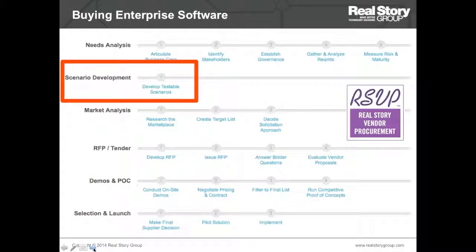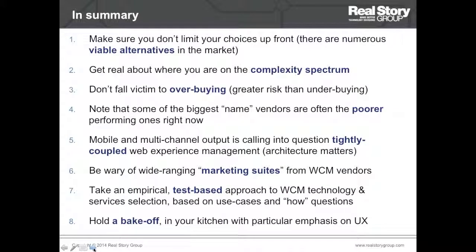There we go. Okay, so here's a summary. Hopefully this covers everything that I said. Make sure you don't limit your choices up front. There's a lot of viable alternatives out there. Make sure that you're honest with yourself about where you are on the complexity spectrum. So when I showed that products versus platforms, don't overbuy. If you don't have a complex situation, don't buy a complex tool. If a bicycle is good enough, don't buy a Ferrari, as I often say. Don't fall victim to overbuying. Make sure that you realize that some of the biggest name vendors are not necessarily the most appropriate ones for you.